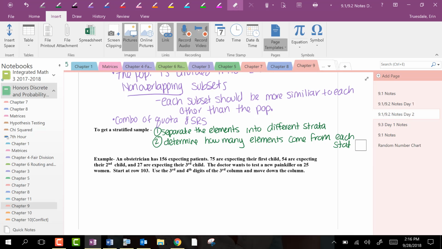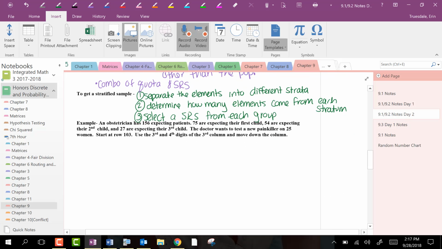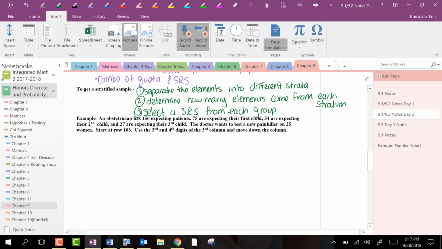Why do I keep leaving out the R? Sorry. Or subset. Okay, and then 3, you're going to select a simple random sample from each group. It always makes more sense once you do the example. Okay, but those are the steps.